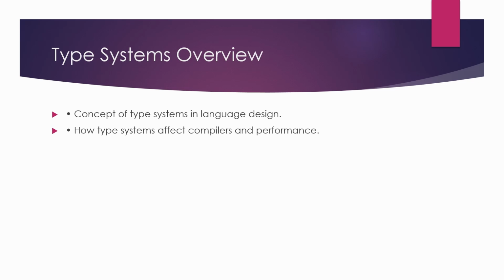Now let's talk about type systems. A type system is a framework that defines how variables and expressions are assigned types and how these types affect program execution. It governs everything from memory allocation to error handling and performance.